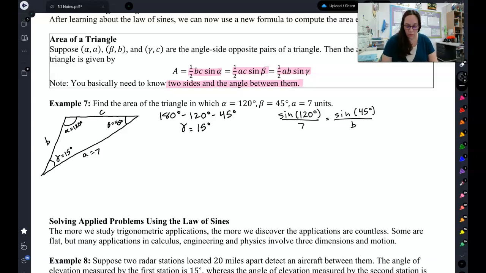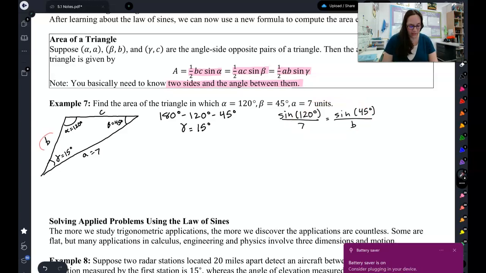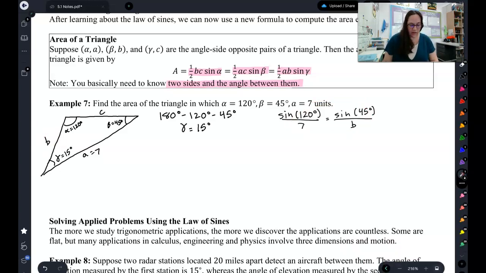So what I want you to do is go through the work, solve this for B. Then you're going to have B, A, and the angle between them. So you can just do 1/2 times B times A sine of gamma. And that's the area of your triangle. So pause the video, try solving this all the way out on your own, and then come back to check your work.